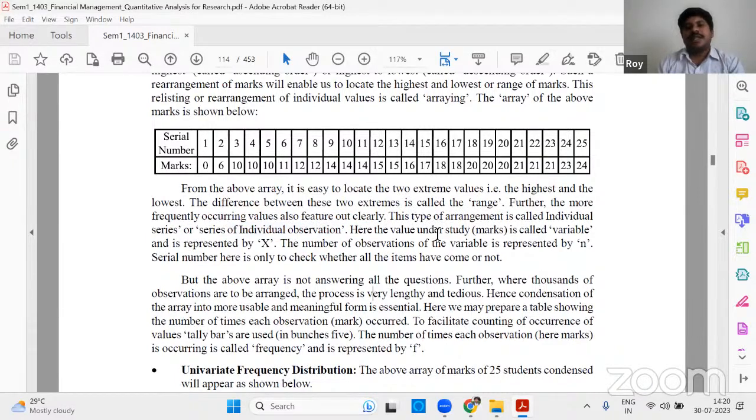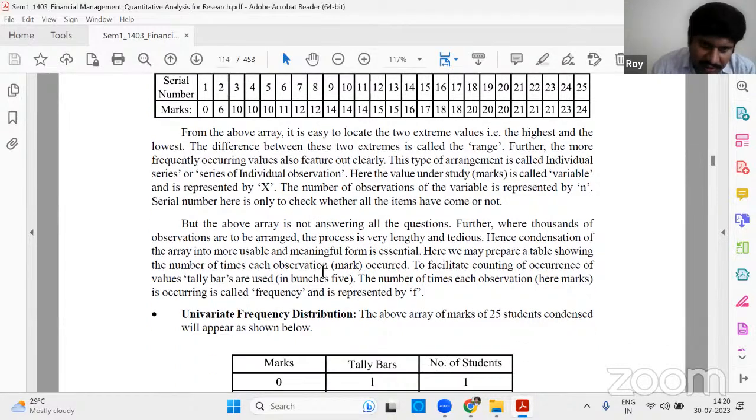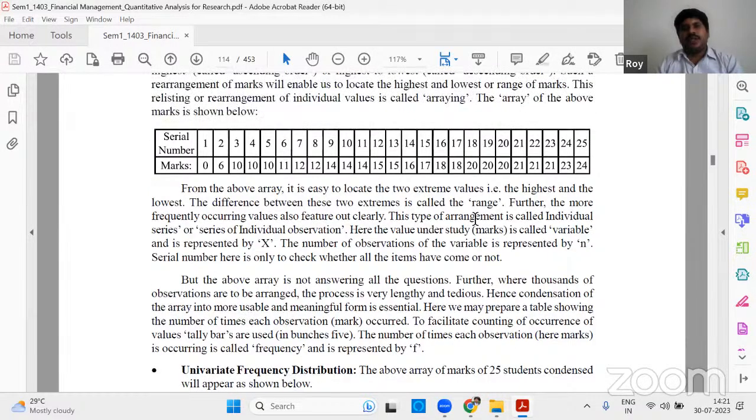The value under study, marks, is called the variable, and it is represented by X. The number of observations of the variable is represented by N. From the serial number, we can understand how many there are, and whether all the items have come or not. But the above is not answering further, where thousands of observations are to be arranged. This is only 25. It's not a problem.